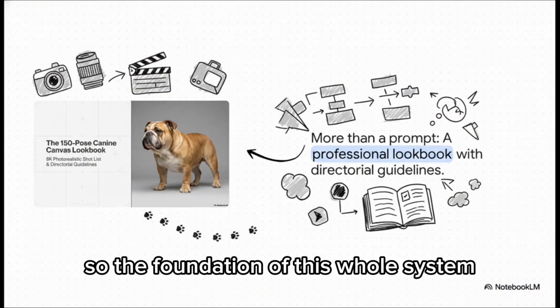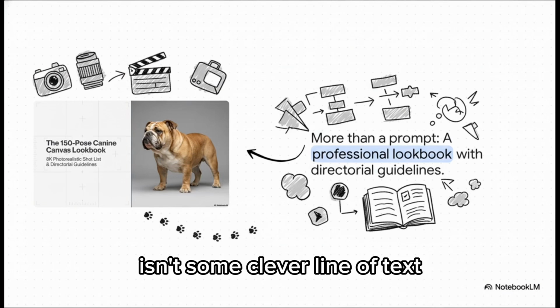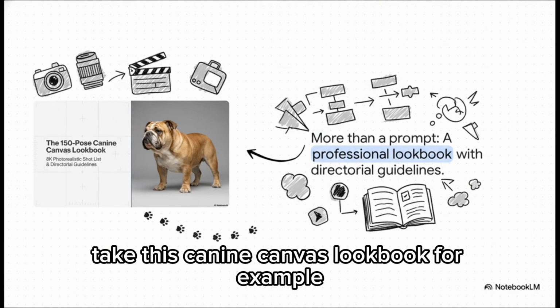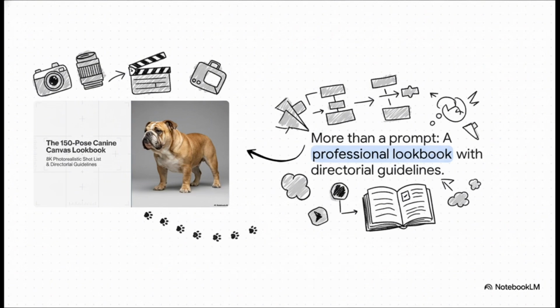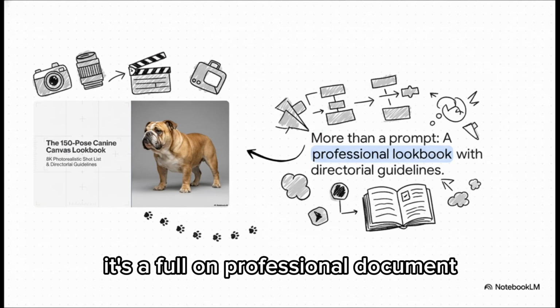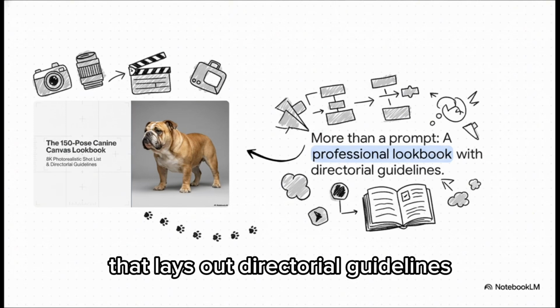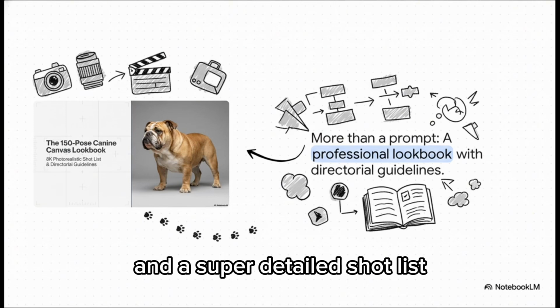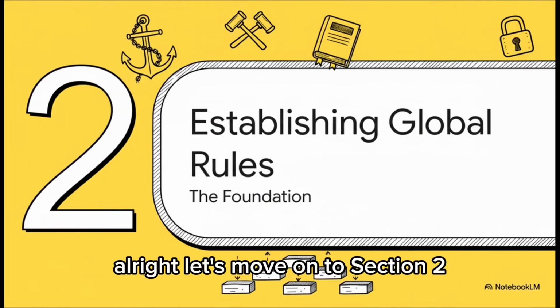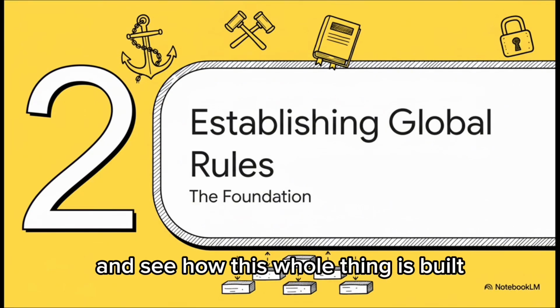So the foundation of this whole system isn't some clever line of text you type into a box. No way. Take this canine canvas lookbook, for example. It's not just a collection of ideas. It's a full-on professional document that lays out directorial guidelines and a super detailed shot list, just like a filmmaker would use on a set. All right, let's move on to Section 2 and see how this whole thing is built.